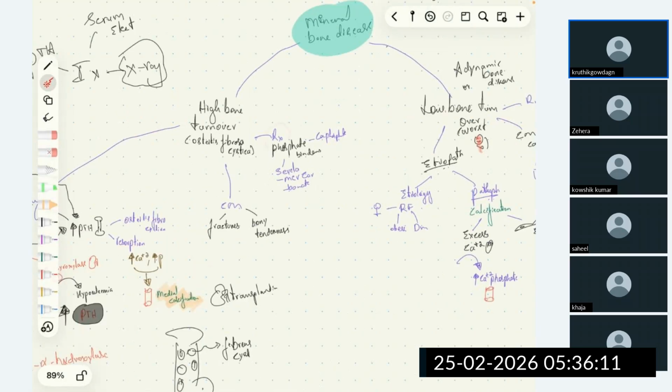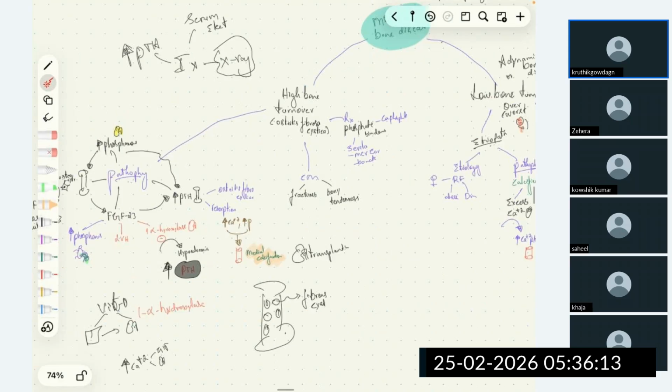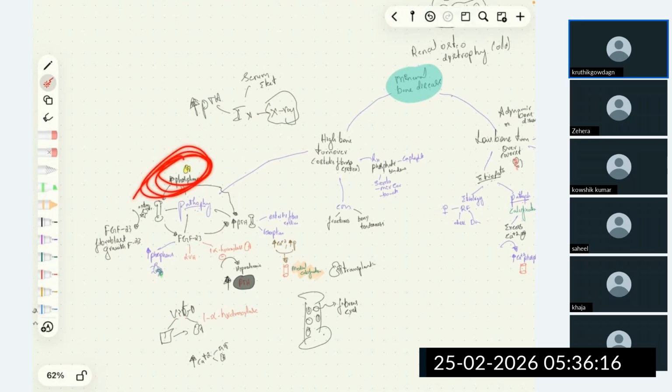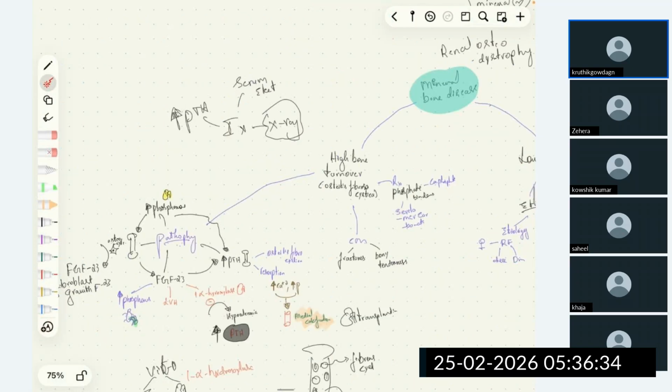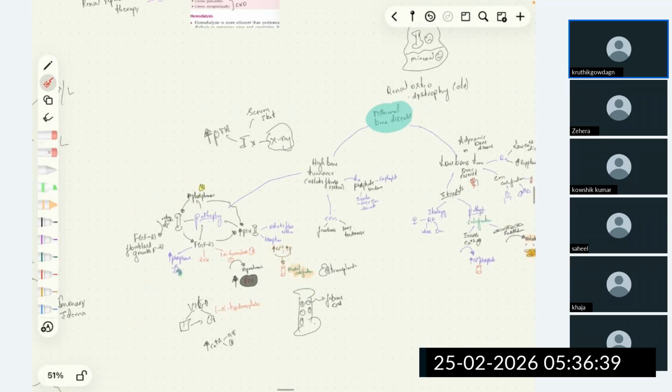The treatment is here, you see here. Increased phosphorus level is the main culprit leading on to all this pathophysiological process. So we give phosphate binders like calcium carbonate and sevelamer carbonate. We prefer sevelamer carbonate to calcium carbonate. Sevelamer carbonate will bind the phosphate inside the blood, reduce its levels and reduce these secondary complications. This is the treatment of high bone turnover disease, osteitis fibrosa cystica.